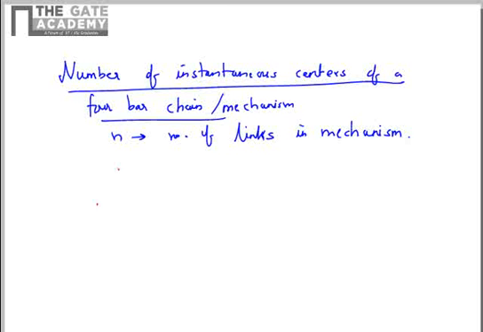So, the 4-bar chain, I'll give you the example. Let's say we have a 4-bar chain like this. This is link 1, this is link 2, this is link 3 and 4. This is a fixed link. Link 1 is fixed. So here for every combination of links, we have one instantaneous center.